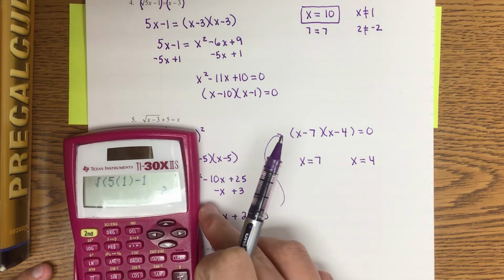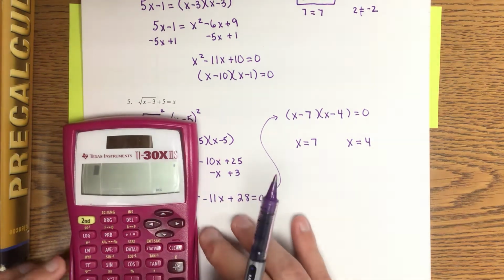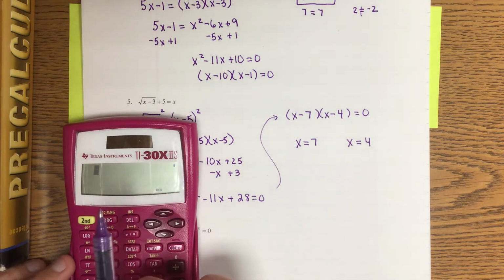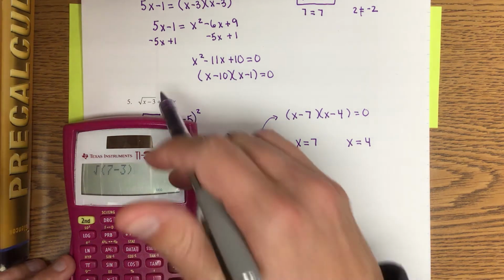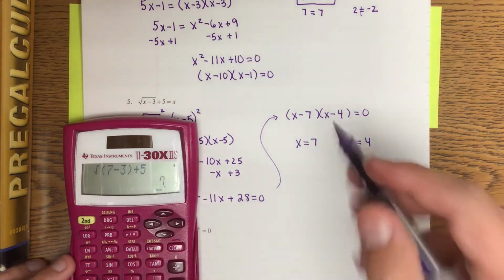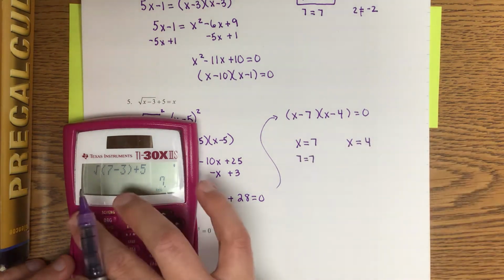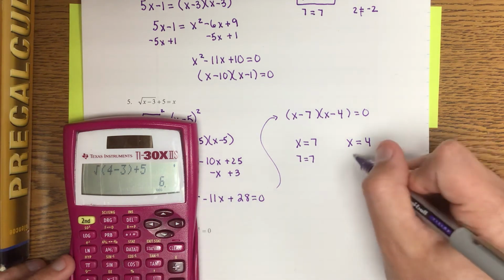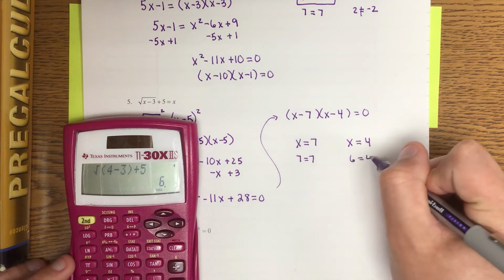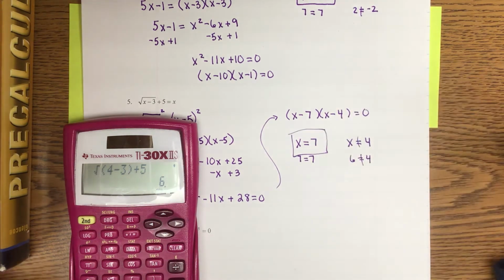All right, let's see. Scoot this up. There we go. Okay, so I'll check 7 first. Square root of 7 minus 3, close parentheses, plus 5, is 7. So yeah, 7 equals 7. Good. Let's check 4. So I've got 4 minus 3, close parentheses, plus 5. So 6 equals 4. Well, that's not true. So 7 is the only answer there.